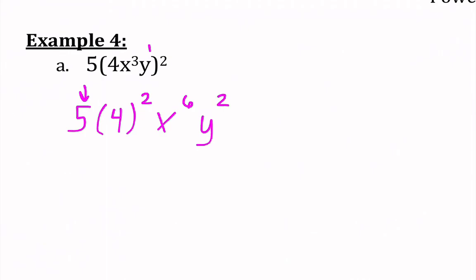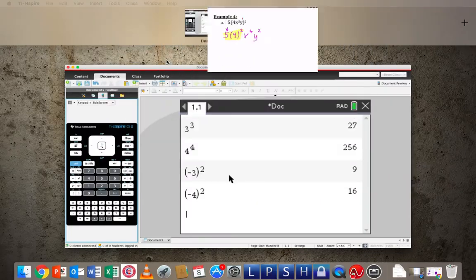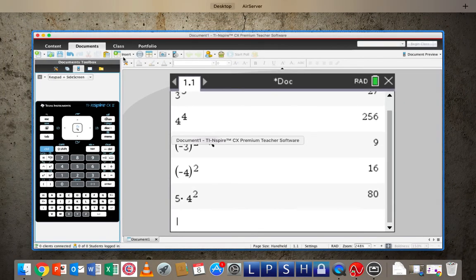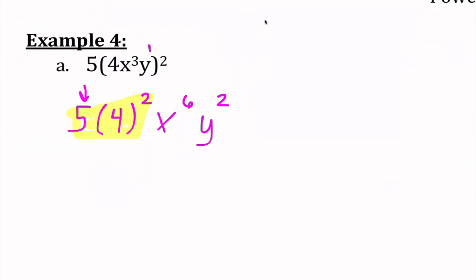So I'm almost done. The only thing I need to do is simplify this piece right here. And so to do that, I'm going to type this piece into my calculator. So I had a 5 parentheses 4 close parentheses squared. And that's going to come out to 80. So my final answer will be 80. And then everything else will just drop.